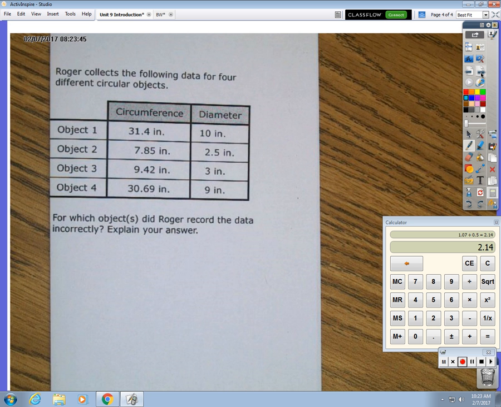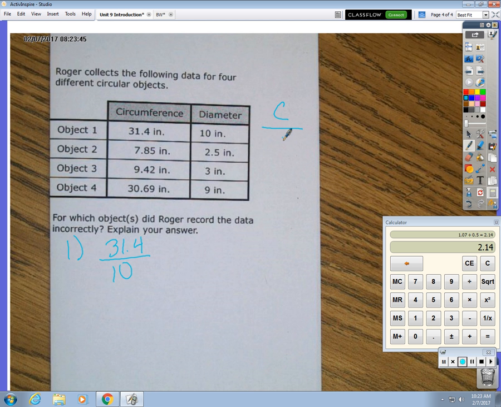She didn't do it right. Alright, on the last one. Objects 1, 2, 3, 4. For which object or objects did Roger record the data incorrectly? Explain your answer. So first we have to set them up as circumference over diameter. Awesome job. So object 1 is going to be circumference divided by diameter.